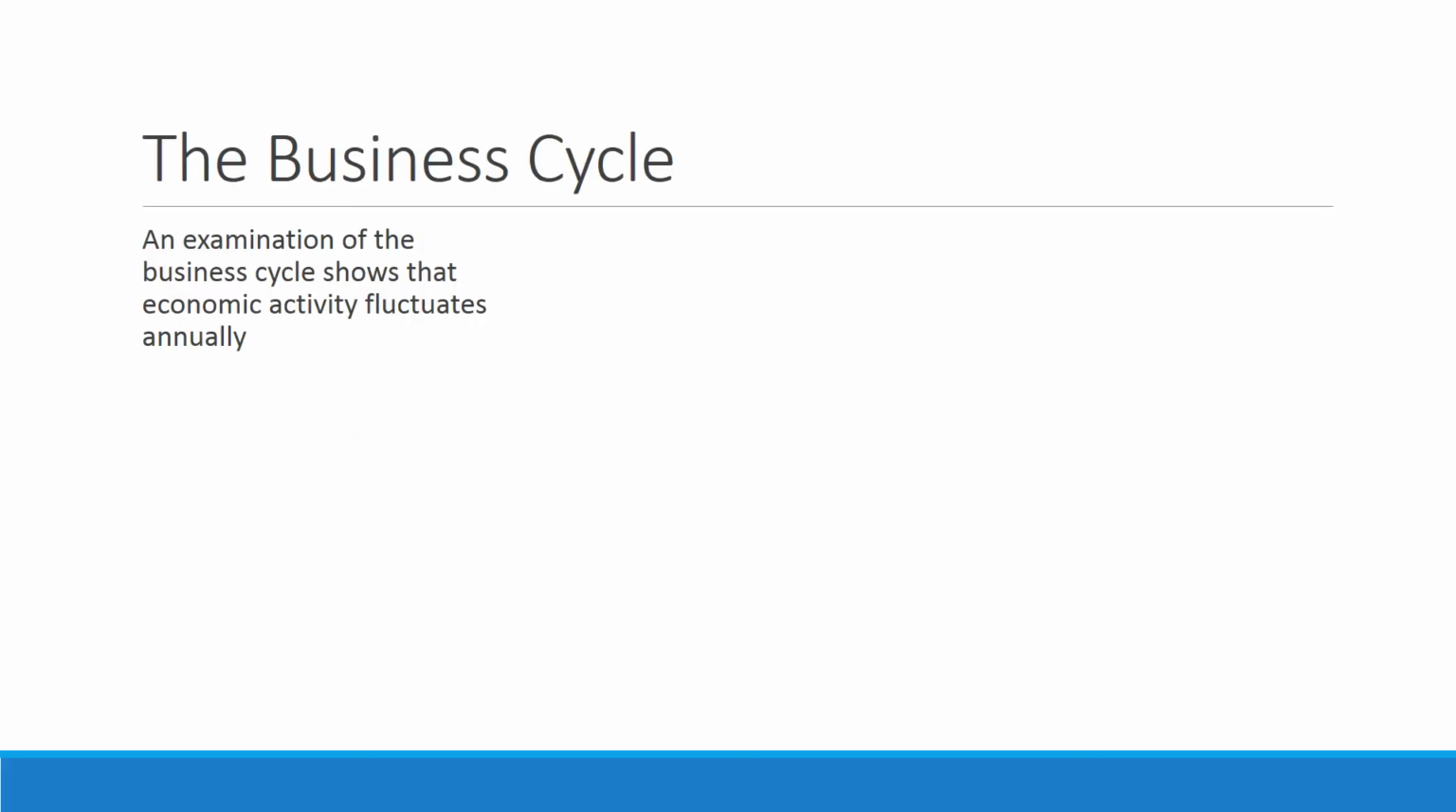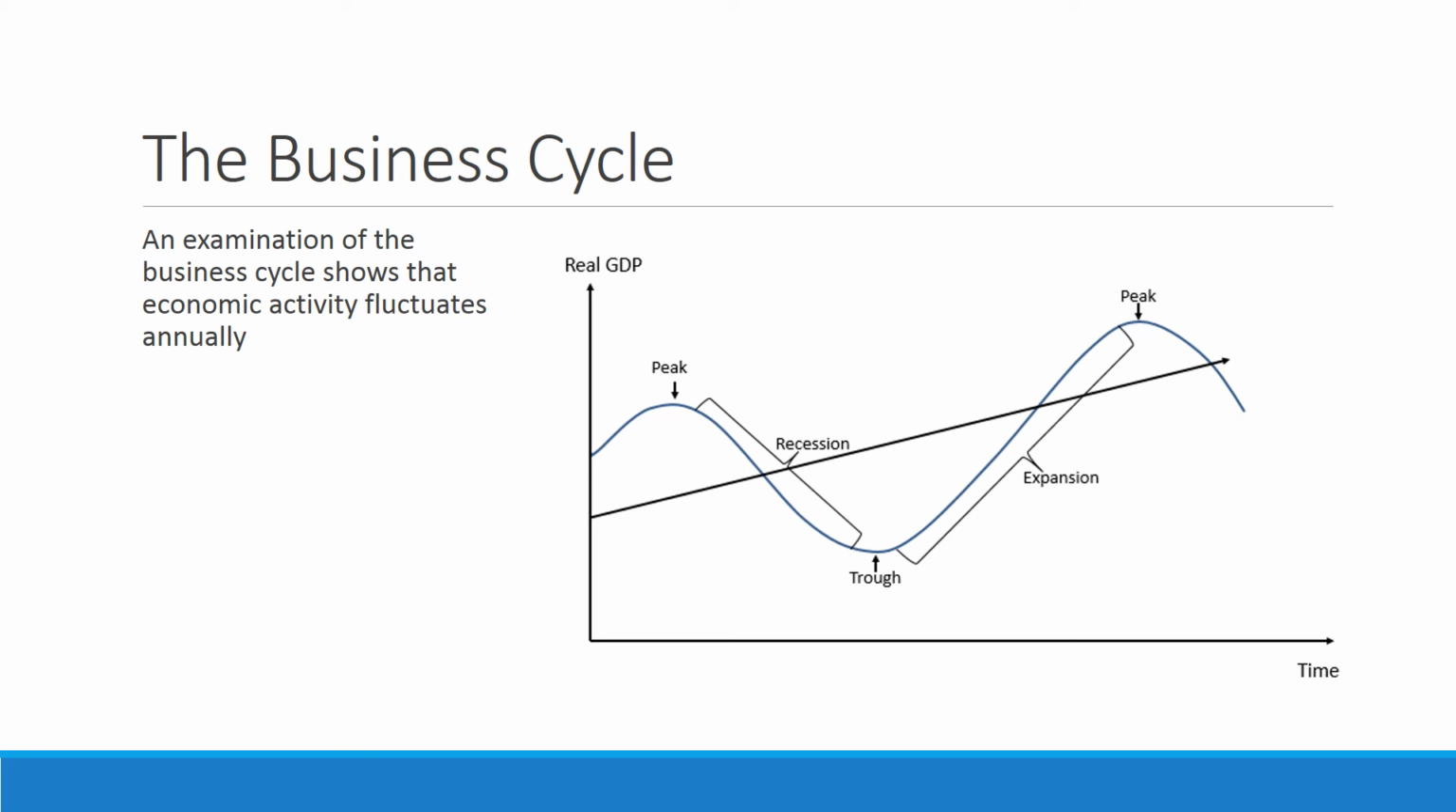So our business cycle. An examination of the business cycle shows that economic activity fluctuates annually. When we look at it, what we notice is the trend line. The trend line equals potential GDP, and that would be full employment of the labor force. And remember, full employment of the labor force does not mean every single person has a job, because there's a natural rate of unemployment. But you'll notice that the economy annually fluctuates around this trend line. So it goes above and below, above and below.